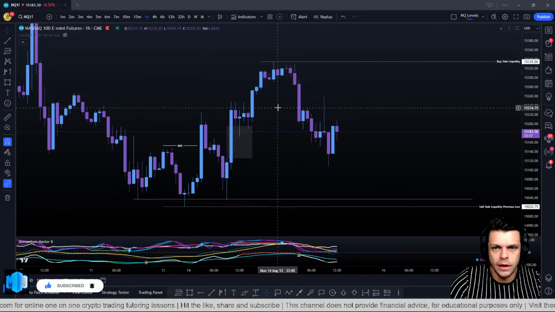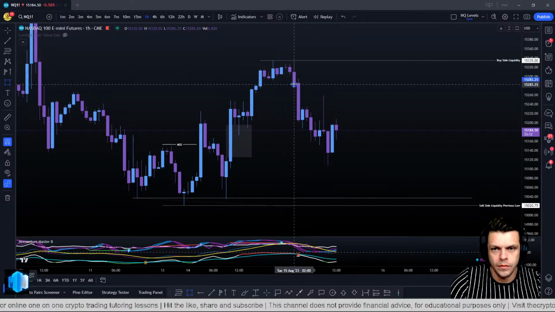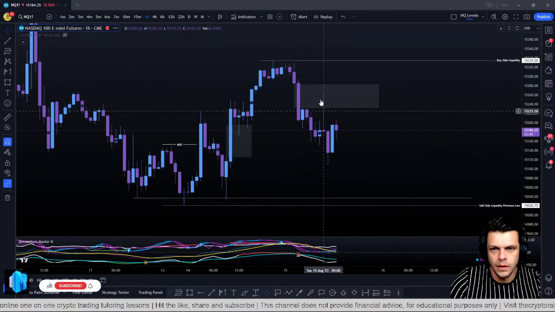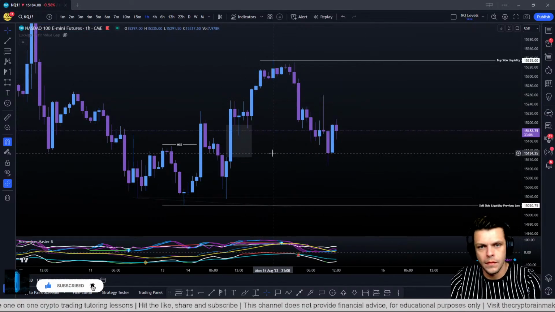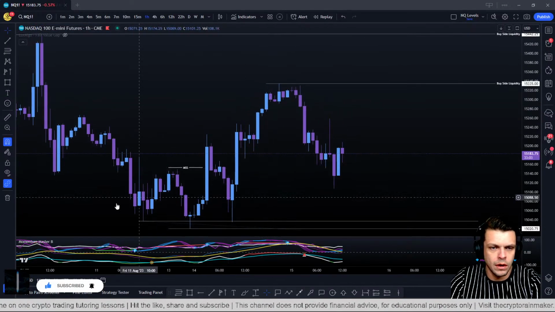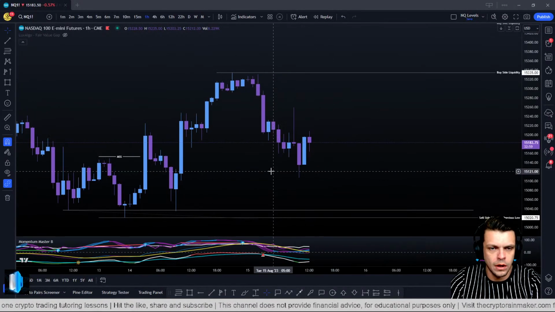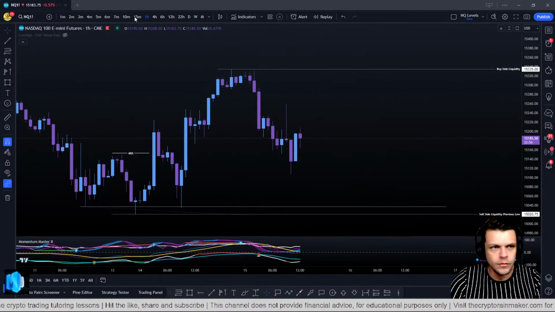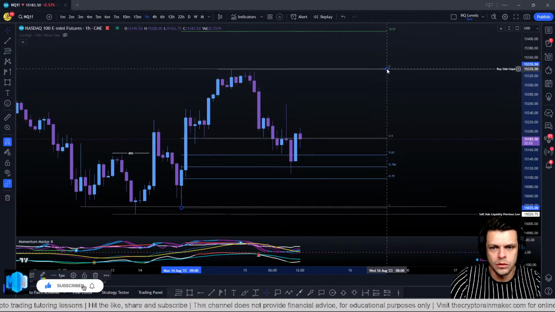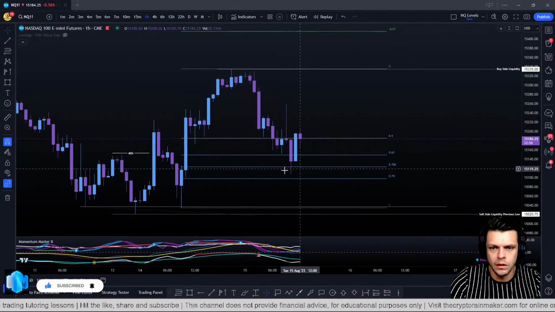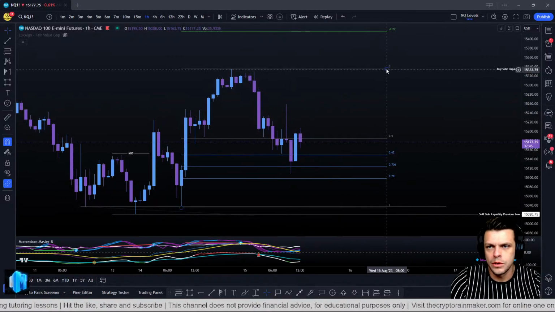Printed another fair value gap right here. Came right into it and then moved back to the downside. Okay, so this is a quick little review of the price action since yesterday's stream. Also just want to get a flip on this. This also looks like it bounced on a key level. Also came right into the OTE area, and then got a nice little reaction to the upside.